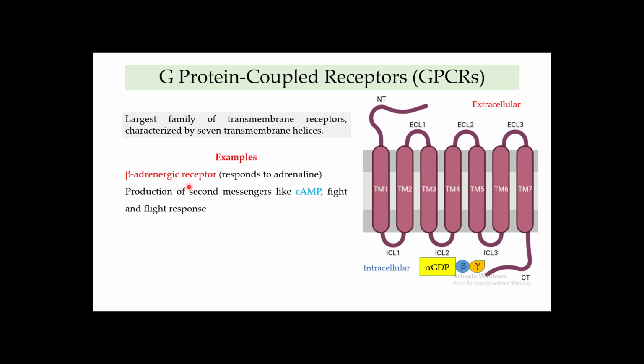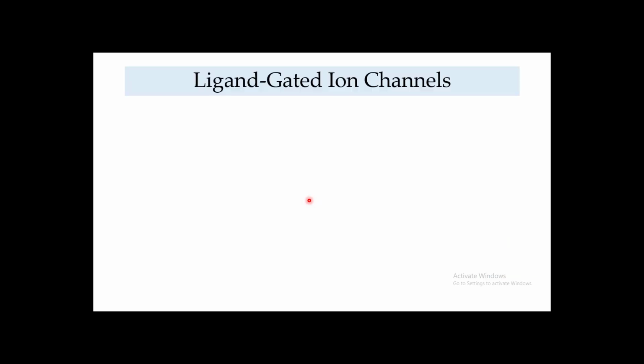These beta adrenergic receptors, an example of the G protein coupled receptor, are very important in the fight or flight response. They respond to messengers like cyclic AMP, thereby helping you in the fight and flight response. They are also very important in vision, and the rhodopsin receptor is another example of the G protein coupled receptors.